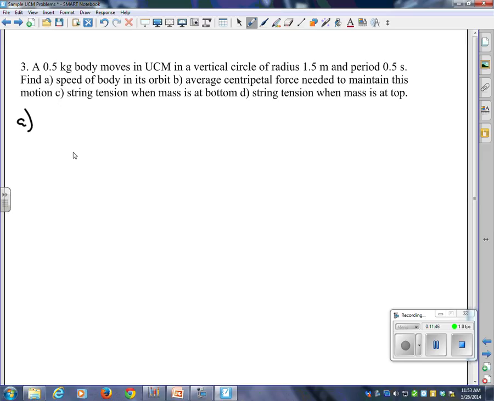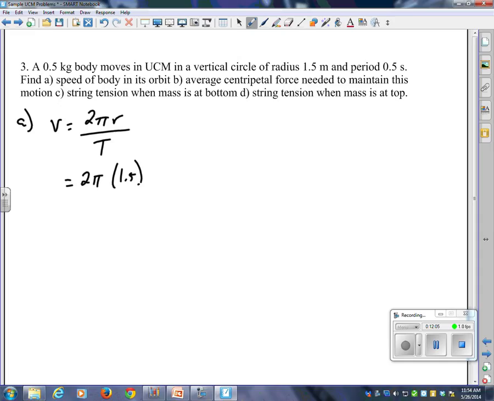Well, I'm going to use 2 pi r over t. Fortunately, I gave you everything you need to know at the start. So 2 times pi, the radius is 1.5, and the period is 0.5 seconds.